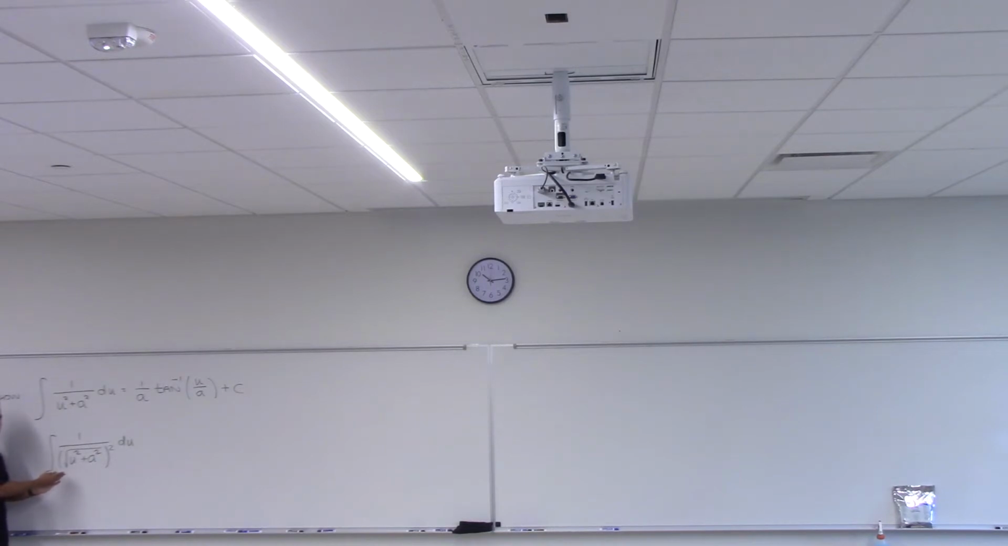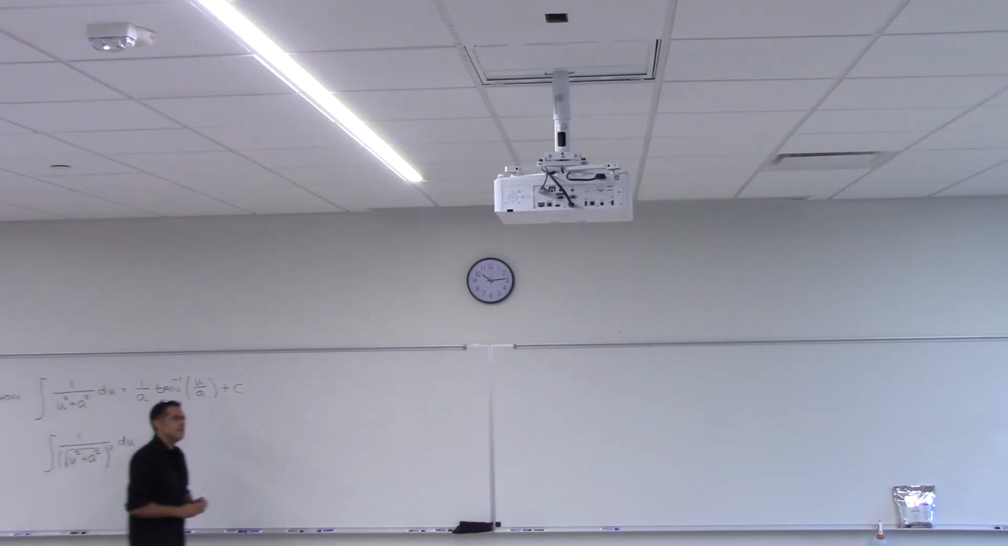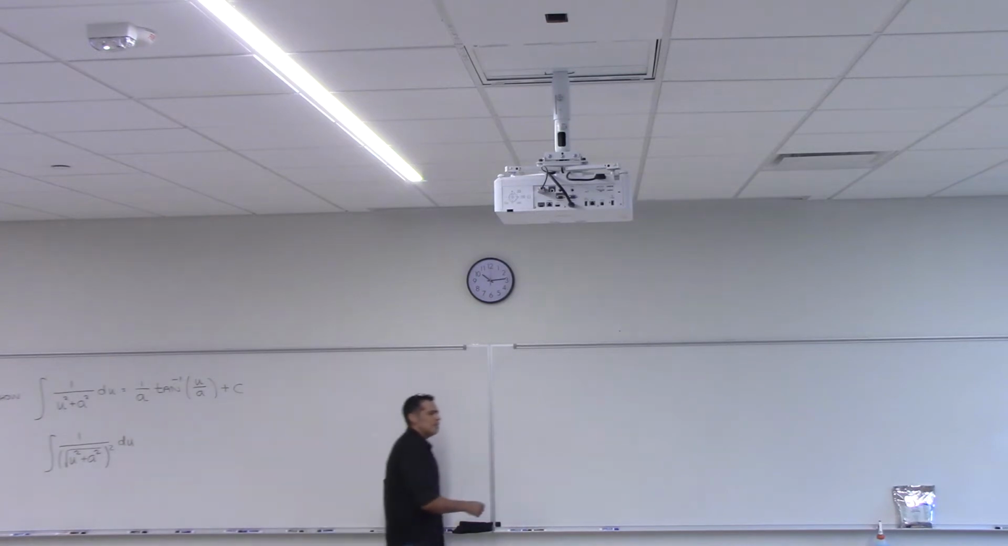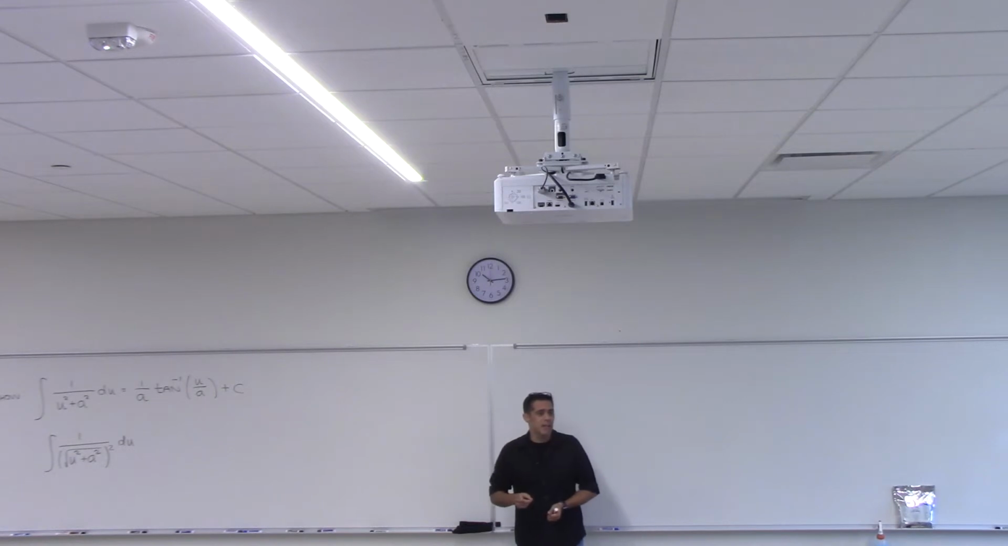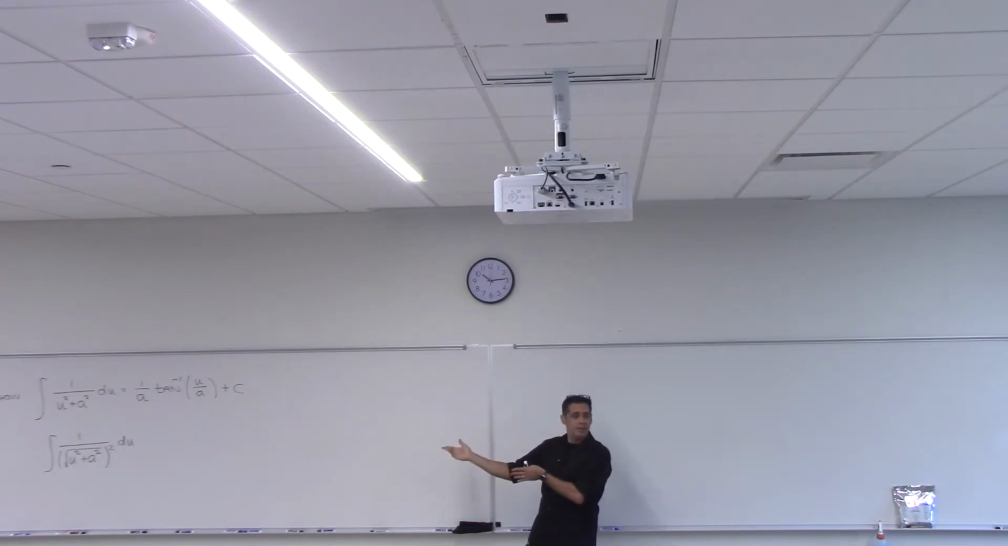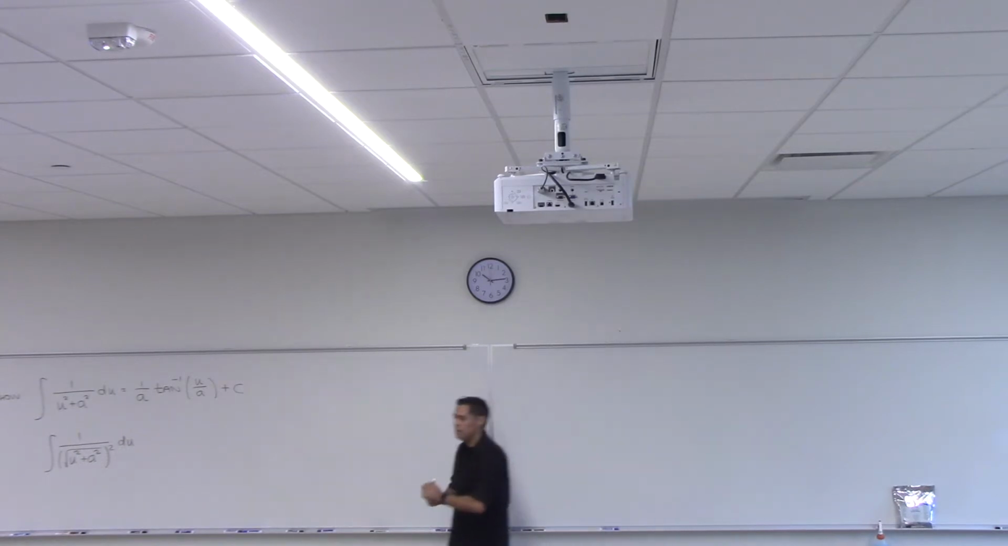So what would my trig sub be? What do you do when you have your variable squared plus the constant squared? What's the substitution? A tan theta. That's your x, but for us it's the u. So I'm going to replace u with a tan theta. Got it?